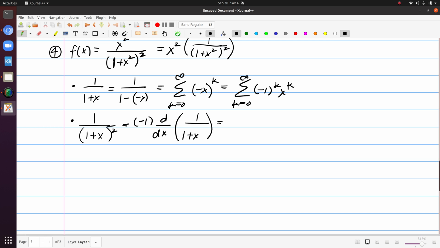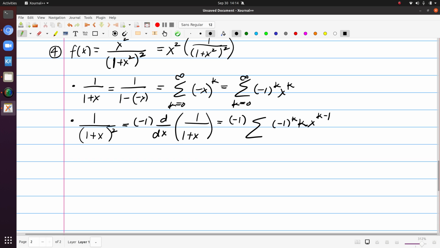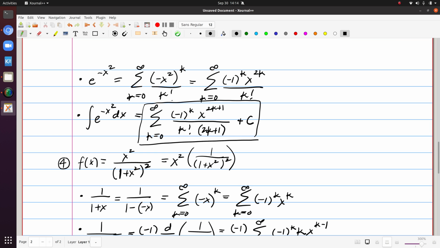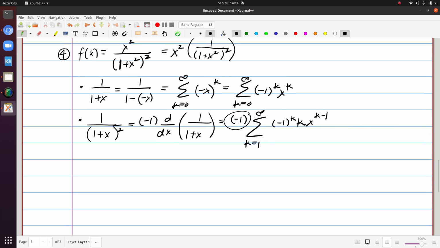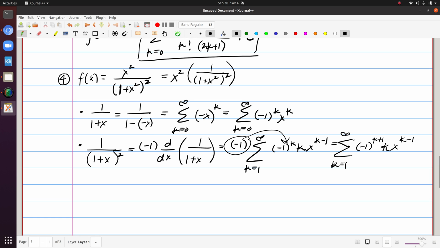So this would give me negative 1 times, and we need to differentiate this series I found in the line above. So we get (negative 1) to the k, k x to the k minus 1, starting at 1 because we lost the constant term. And essentially, because I'm multiplying by negative 1, I can bring this inside and express this as (negative 1) to the k plus 1, k x to the k minus 1. So at this point, I have the Taylor series for 1 over (1 plus x) quantity squared.